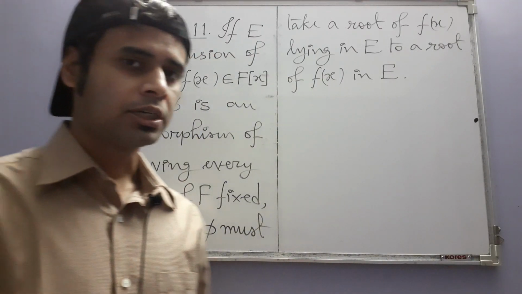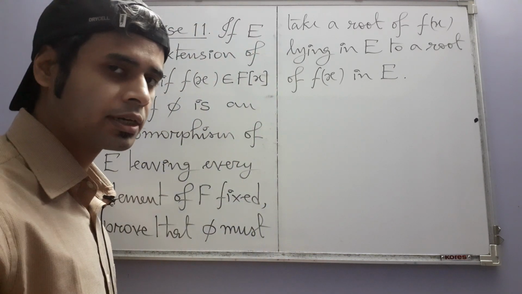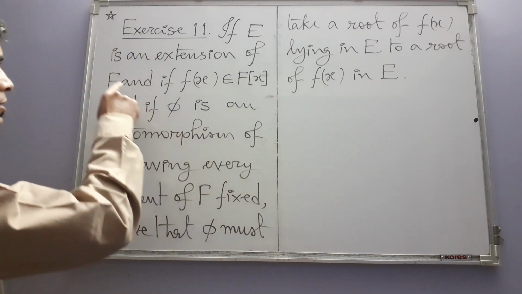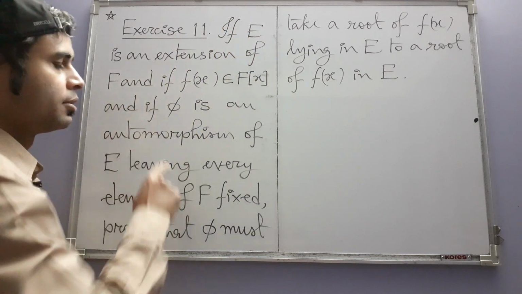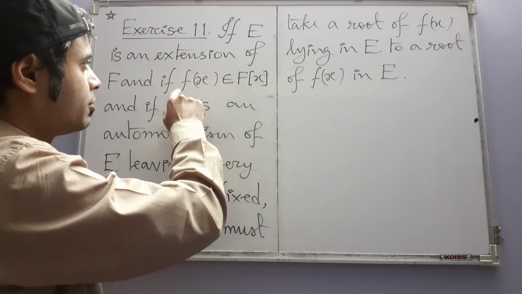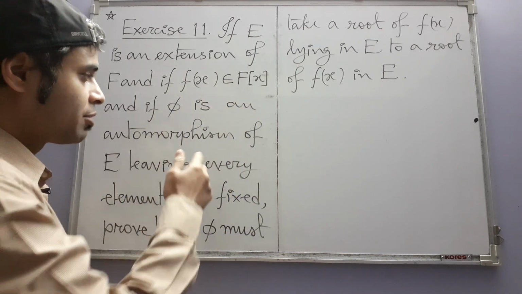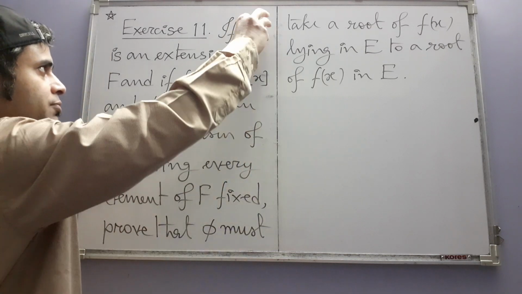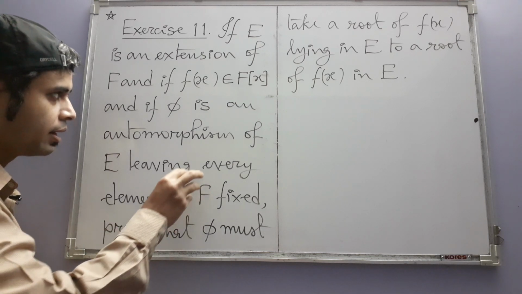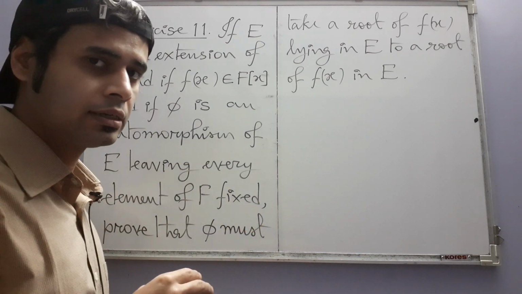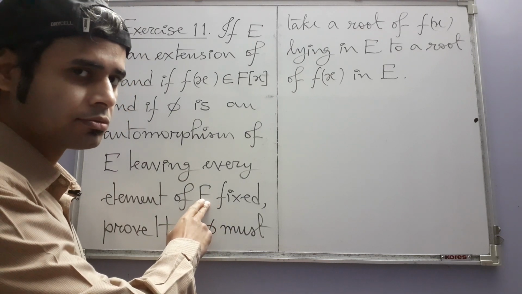Okay, so the next one is exercise 11. Here the setup is the usual one that we have with field extensions, that is F is a given field and E is an extension of F. Also, we are considering a polynomial f(x) over F, and an automorphism is given. An automorphism of this extension E, which has the property that it leaves every element of F fixed. That is, it does not change anything of the base field F.